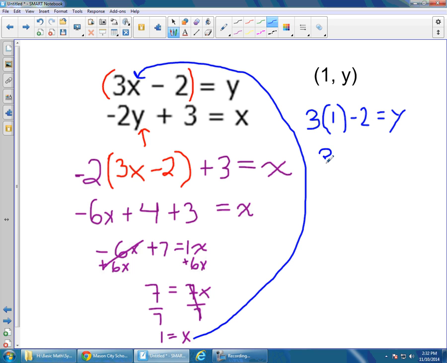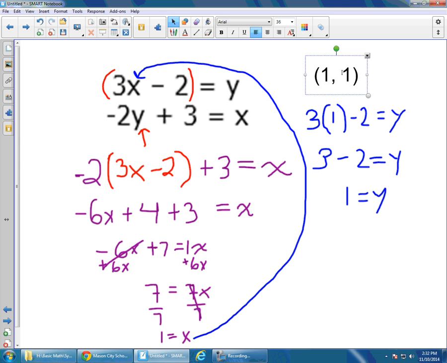3 times 1 is 3. 3 minus 2, hopefully we know that. I get 1 equals y. And then I can go find my intersection point where these hit. Okay, I get 1, 1. That is how I would solve this by substitution.